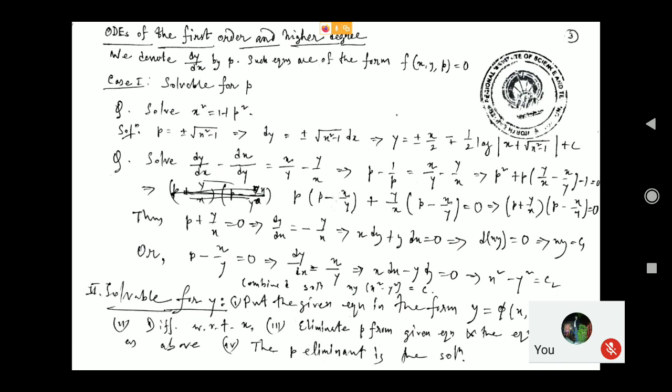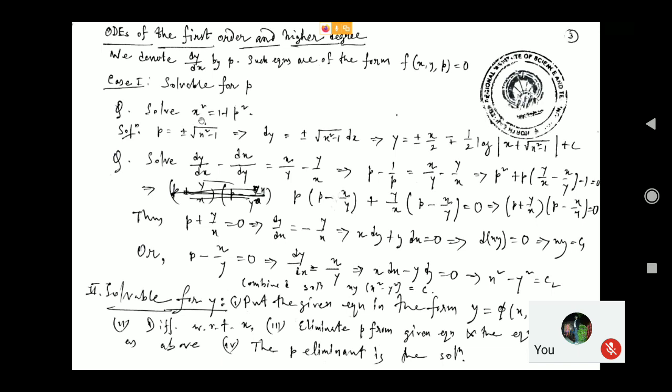So the first case we see is solvable for p. Solvable for p means if we can express p in terms of other variables, that is x and y. That means if we can separate p from x and y, it belongs to this category, case 1, solvable for p.